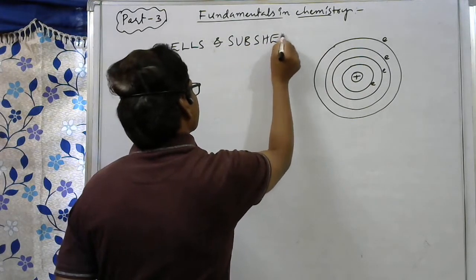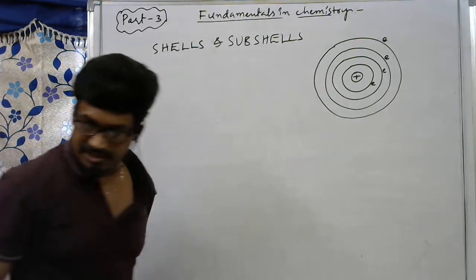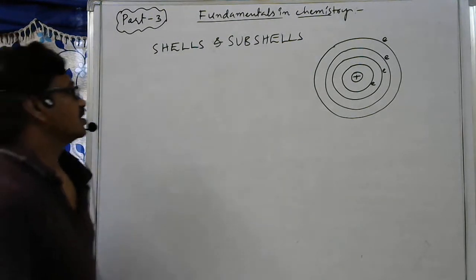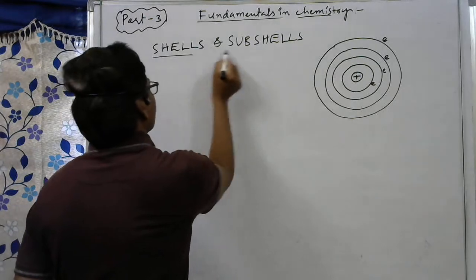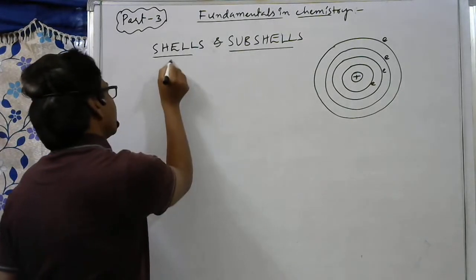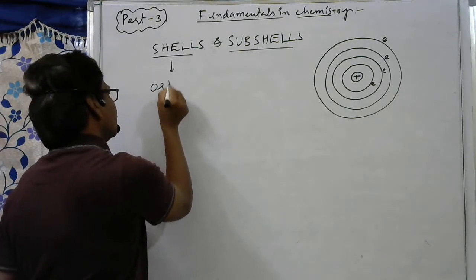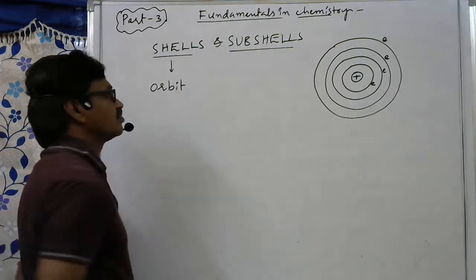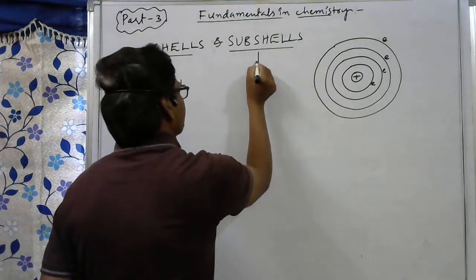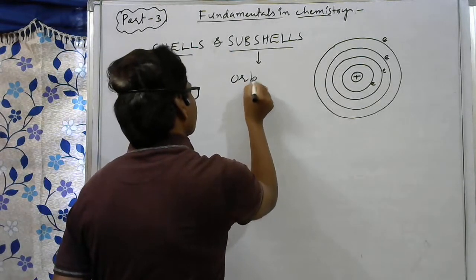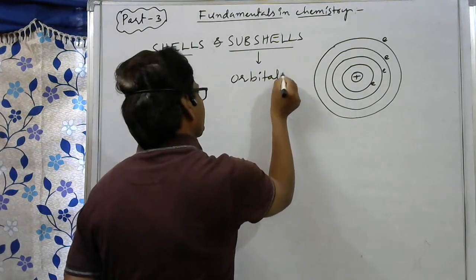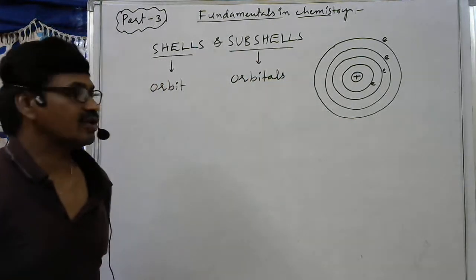Subshells. Shells and subshells. What is a shell? Shell is otherwise called an orbit. Subshells are otherwise called orbitals.